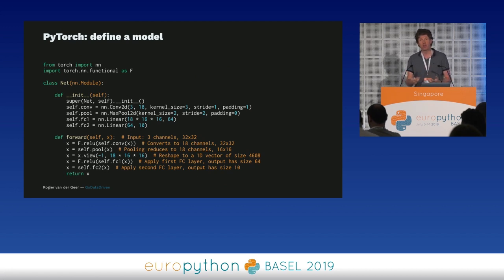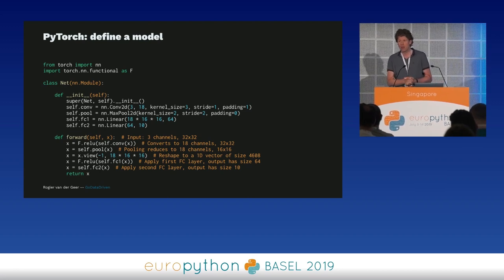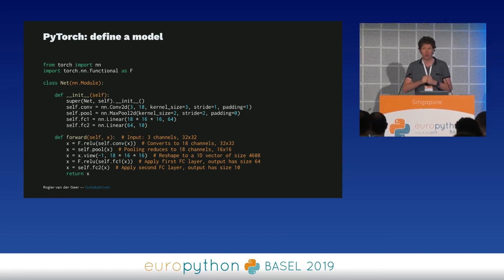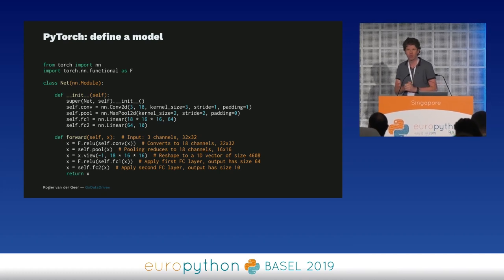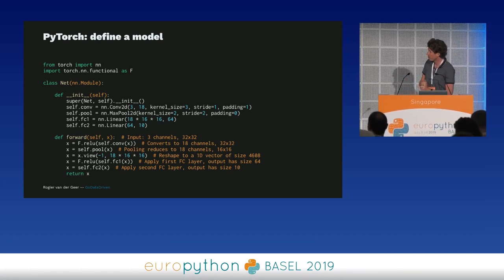So we get 18 different types of convolutions, and again, 32x32 pixels. Then we apply this ReLU function just to make it nonlinear. That helps our neural network with learning more complicated stuff. Then we apply the pooling, which reduces the picture size from 32x32 to 16x16 pixels. And then, since we are done with the 2D stuff, we have to reshape the whole vector to a single, very long vector of size more than 4,000. Then we are ready to apply the first fully connected layer, again the nonlinear function, and then lastly the last fully connected layer, after which our output has a size 10.